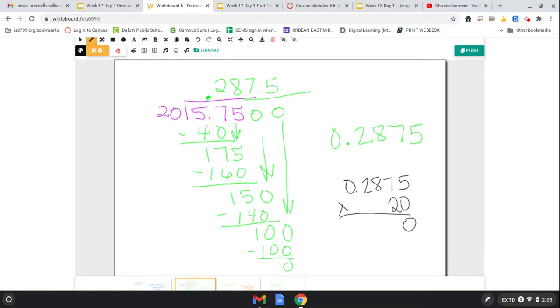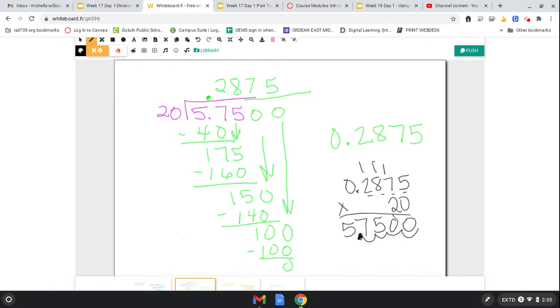I'm going to hold my place. 2 times 5 is 10. 14 plus 1 is 15. 16 plus 1 is 17. 2 times 2 is 4. Plus 1 is 5. We have 4 places that we need to count in. 1, 2, 3, 4. So we would get 5 and 75 hundredths.